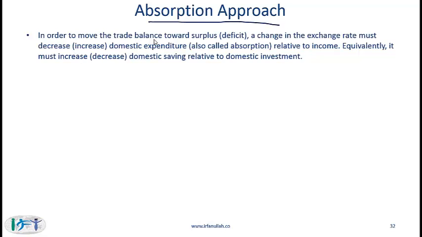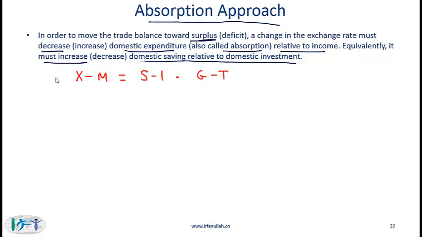In order to move the trade balance towards a surplus, a change in the exchange rate must decrease domestic expenditure. That expenditure is also called absorption. That's where the name comes from. So, must decrease domestic expenditure relative to income. Another way of expressing this is that the change in exchange rate must increase domestic saving relative to domestic investment. This relationship, which I hope you have memorized by now, illustrates the point very well.